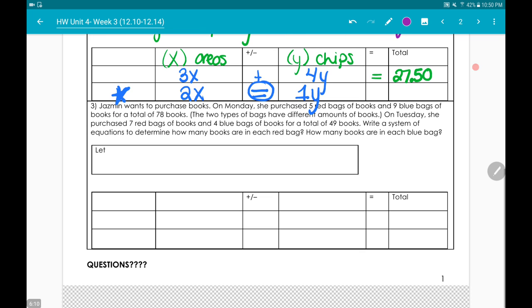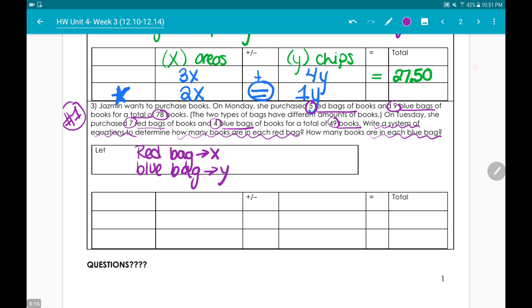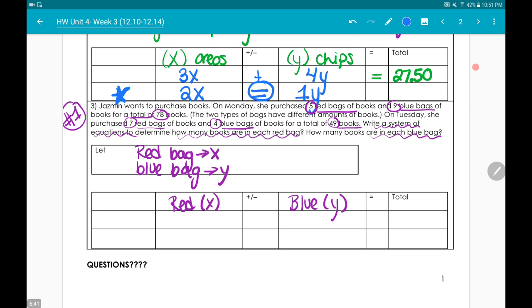Number 3 is very similar to question number 1, where the format is the same. Okay, so what I did while you were working is I annotated my question and labeled my let statement, my variables. So I'm going to go ahead and put that in my table. Okay, and again, at this point you should have it done. You should just be watching to check.